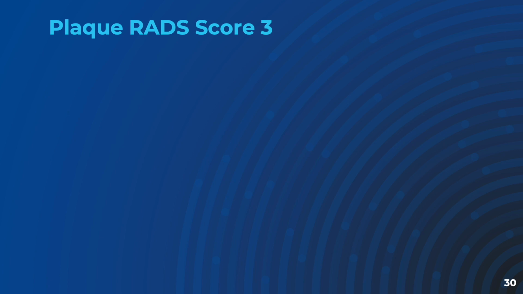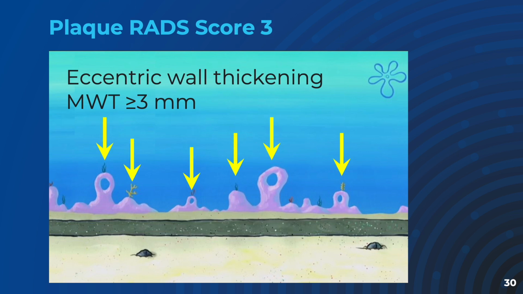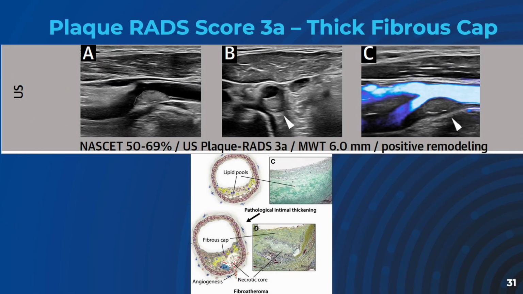Moving on to the Plaque-RADS score of 3, this is where things get a little bit more complicated. The ocean floor has a lot of lumps and bumps, and for the carotid bifurcation, the maximal wall thickness is 3 millimeters or more. Plaque-RADS score of 3A means that there is plaque with a thick fibrous cap.